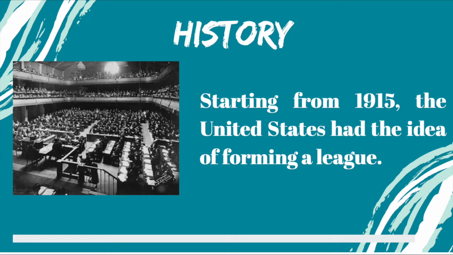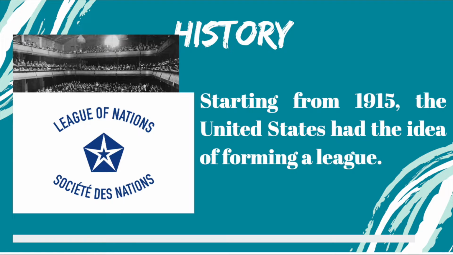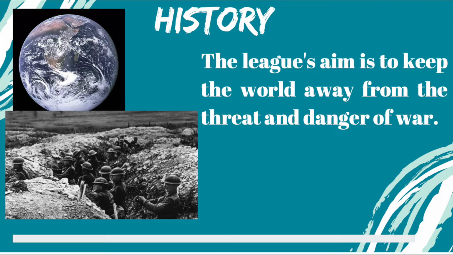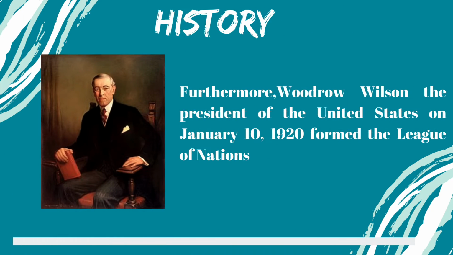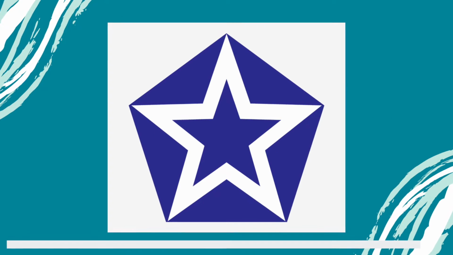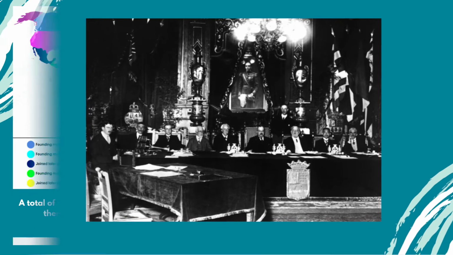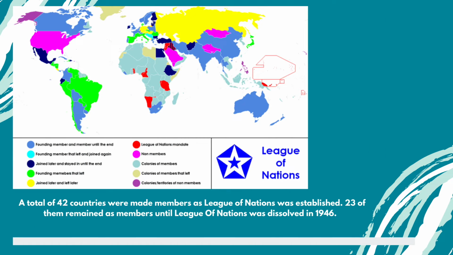Starting from 1915, the United States had the idea of forming a league. The league's aim was to keep the world away from the threat and danger of war. Furthermore, Woodrow Wilson, the President of the United States, formed the League of Nations on January 10, 1920, although the US itself later never joined this organization. A total of 42 countries became members when the League of Nations was established. 23 of them remained members until the League of Nations was dissolved in 1946.